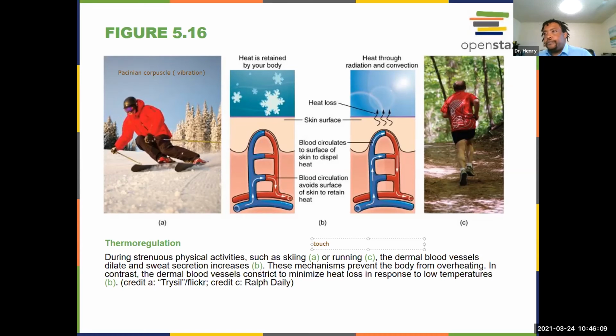So when we want to retain heat, when it's cold, our blood is going to circulate, but it's going to circulate lower. It's going to try to retain that heat, and it's not going to circulate at a higher level. When we're trying to cool off, we basically use the blood as a way of cooling our system as well.